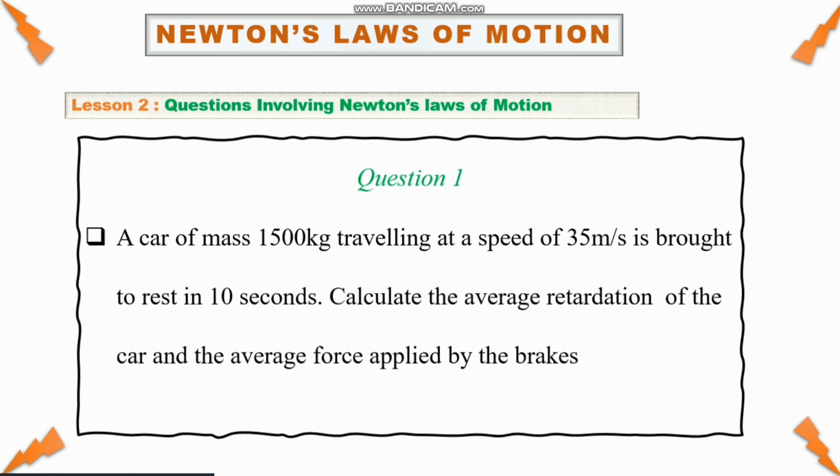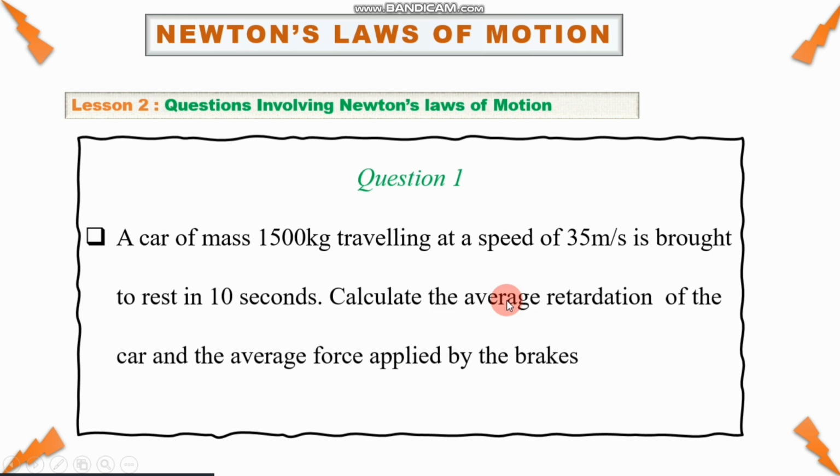And one of the keywords is rest. When an object is at rest, it means that its speed is 0 meters per second. So we take rest as the final speed, and 35 meters per second as the initial speed. The question requests us to calculate the average retardation. Retardation means deceleration. So we have decreasing speed from 35 meters per second to 0 meters per second. So we're going to find the retardation and the average force applied by the brakes.